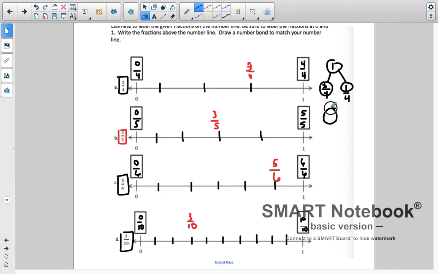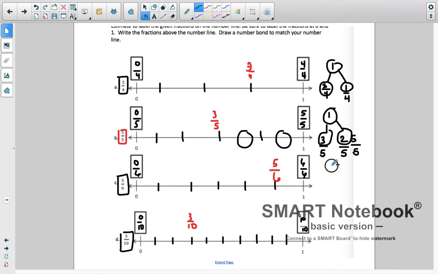Now let's look at B. Remember, 1 is going to go on the top, and the fraction that we found was 3/5, so I'm going to put that as my label, my first bond. And 3/5 plus what is going to equal 1 whole? Let's count how many spaces it is to get to 5/5, to get to that 1. Well, 1 space, 2 spaces, so 2 fifths is going to equal 1 whole. 3 plus 2 equals 5. 5 on the bottom, 5 fifths, that equals 1.